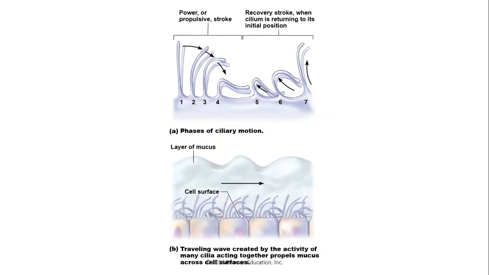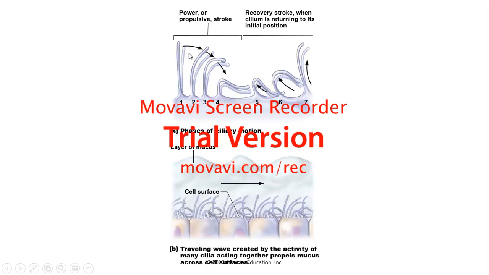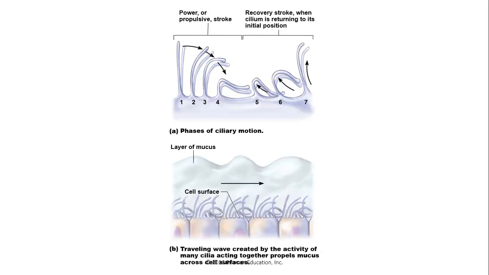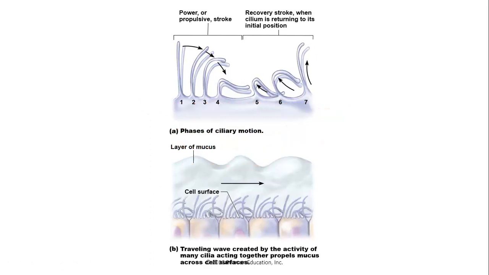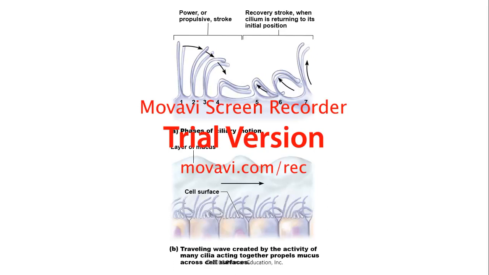So this is showing you the power stroke and the recovery stroke, okay? You see how it's all moving in the same direction, okay? Power stroke. And then the recovery stroke is when the cilium is returning to its initial position. So now it's recovering and returning to its initial position. And this is showing you it moving mucus, okay? The traveling wave created by the activity of many cilia acting together propels mucus across the cell surface. This is moving mucus like I talked about, for instance, that you can have in your lungs, okay?